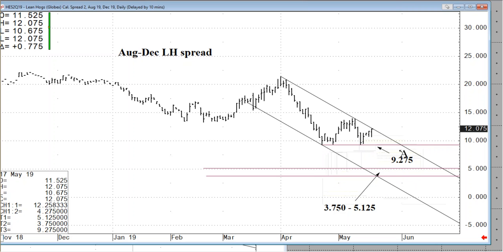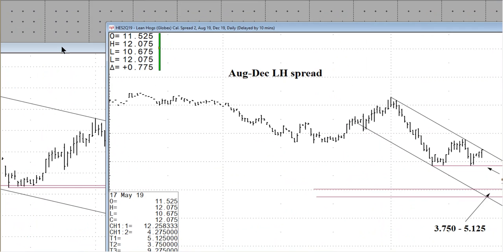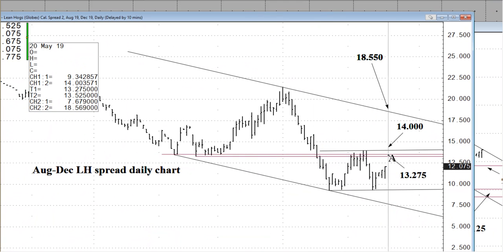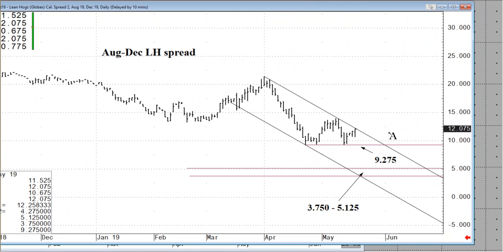There's only so many times this thing can be tested before it gives way. And I would not be an aggressive buyer down there. I do think the bottom line with this chart is this market needs to prove itself below this 14 even level. Until then, the market remains prone to continuing south.